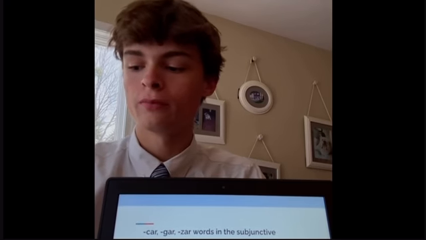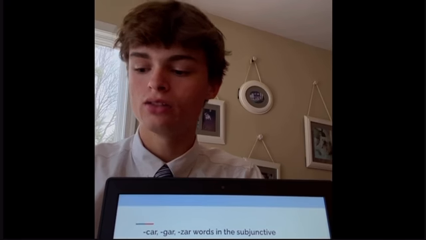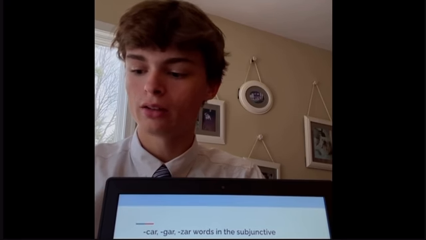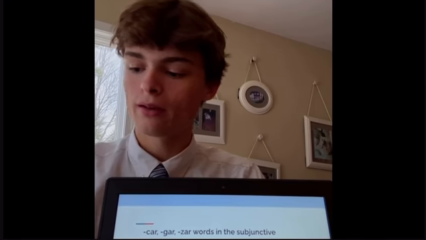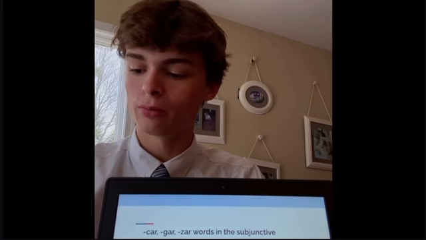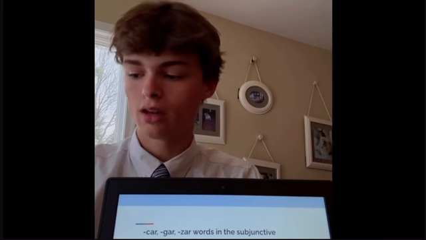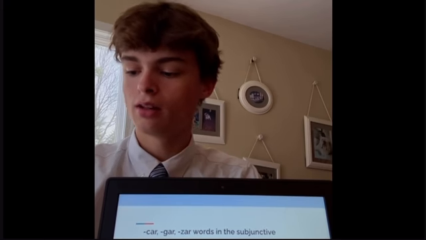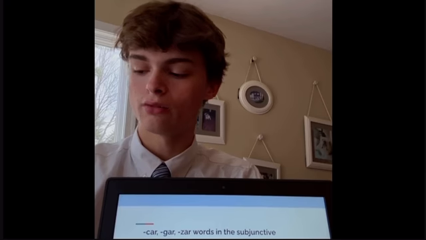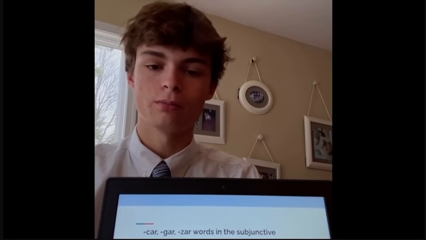Car, gar, and zar. In order to maintain the C, G, and Z sounds, verbs ending in car, gar, and zar have a spelling change in every form of the present subjunctive. An example of this would be "necesito que consigas estas pastillas en la farmacia," which means "I need you to get the pills from the pharmacy."